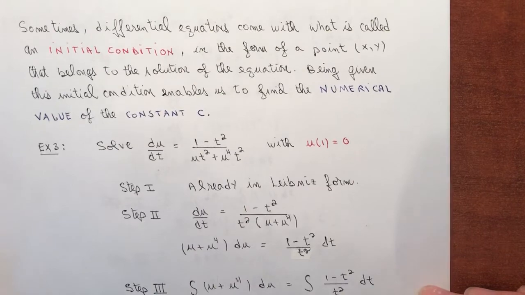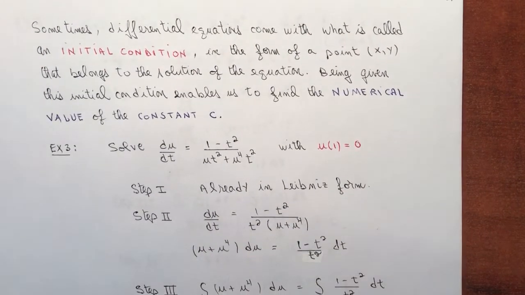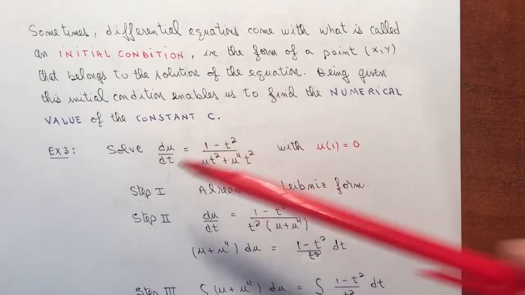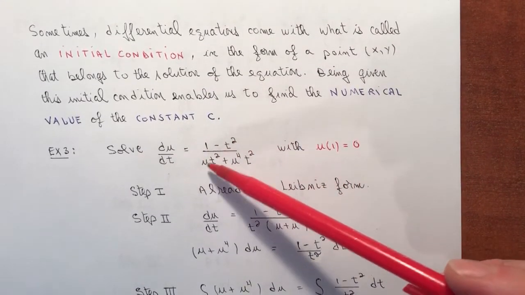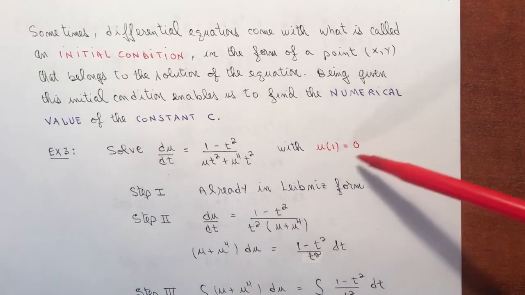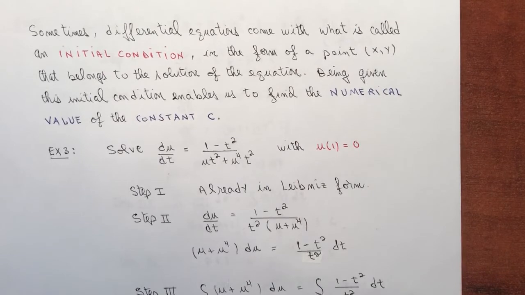Sometimes in differential equations, they actually come with something called an initial condition. That's actually a point (x, y) that belongs to the solution of the equation. Being given that initial condition enables us to find the numerical value of the constant c. Let me show you how this works. So example 3. This one starts with du/dt is (1 minus t squared) over (u t squared plus u to the 4 t squared). And here's your initial condition. u at 1 is equal to 0. That simply means that when t is 1, u is 0.